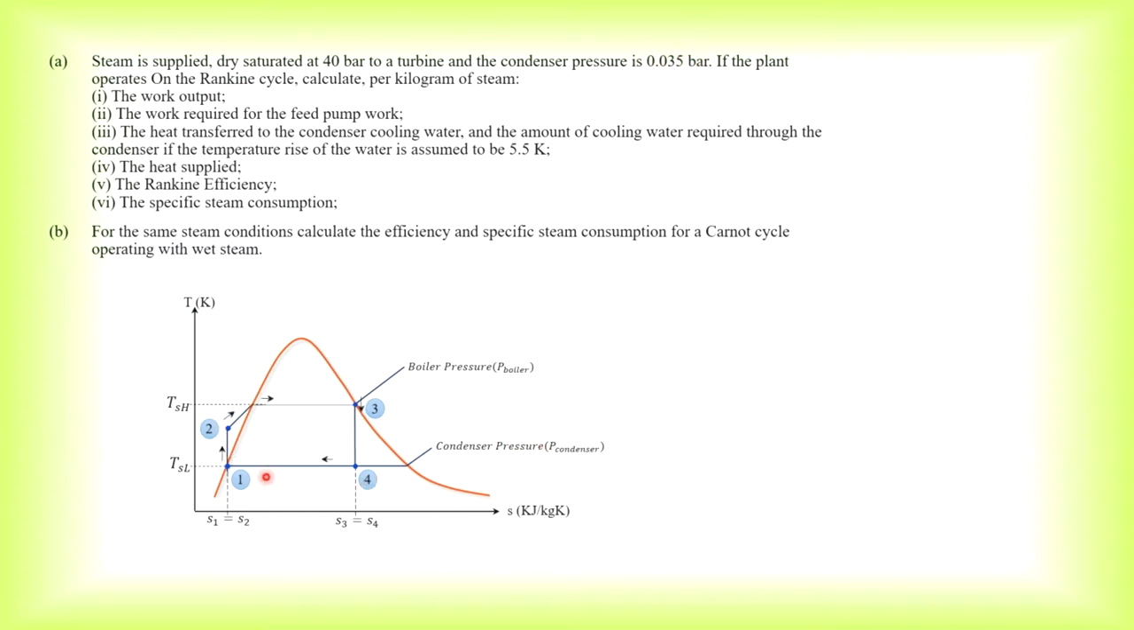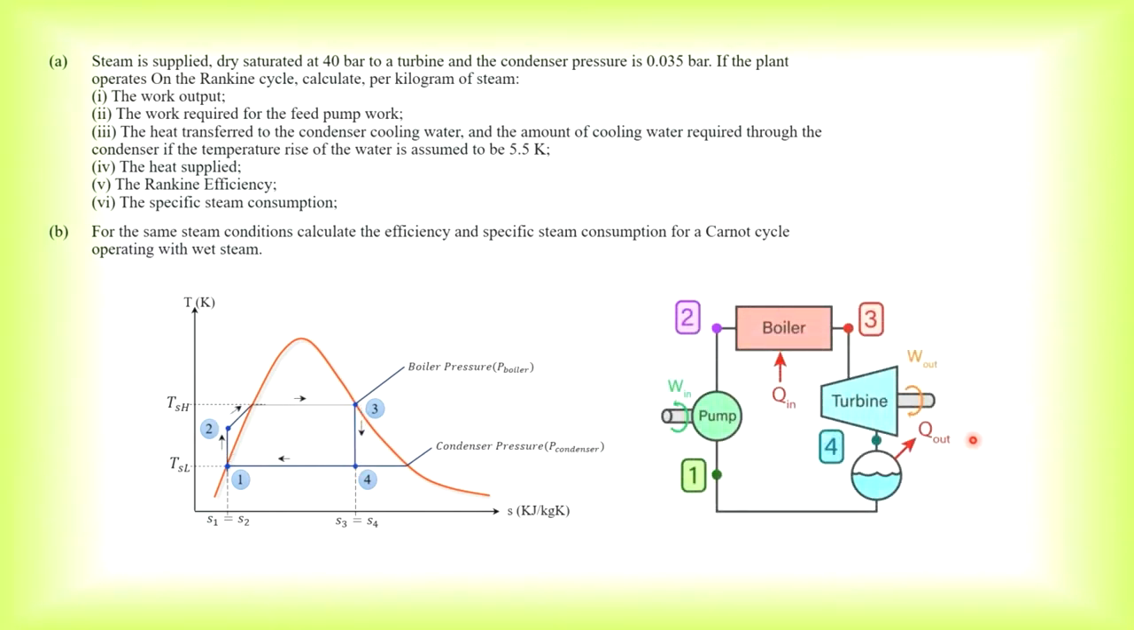So point one, starting at this point here, is saturated liquid, and point two, where it comes up from, is compressed liquid, and it goes into the boiler until it reaches point three here, which is dry saturated. So this part here is the turbine. So the inlet to the turbine is dry saturated, 40 bar. So this is dry saturated and this is wet vapor. So remember, for wet vapor, the mixture of liquid and vapor, we have to find out what we call the dryness fraction before we can proceed forward.